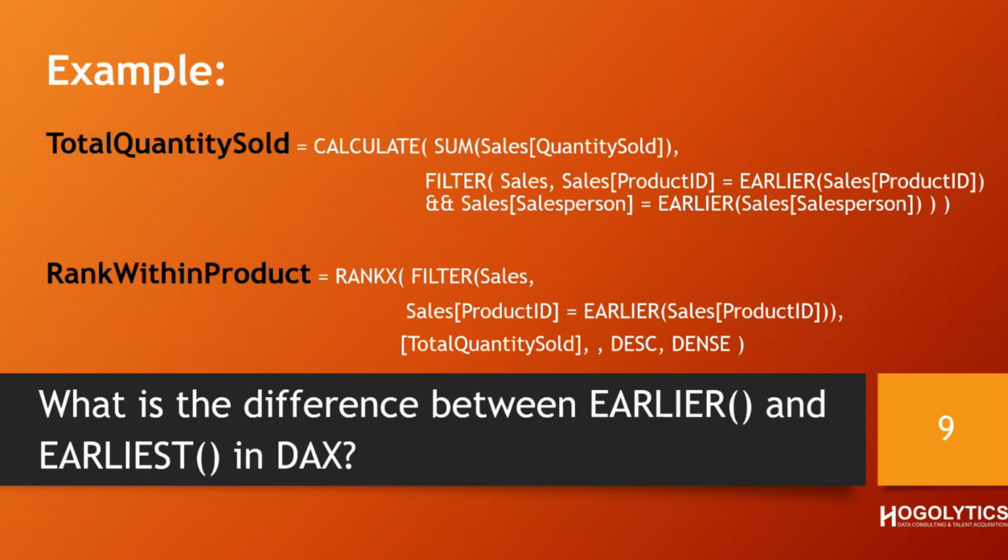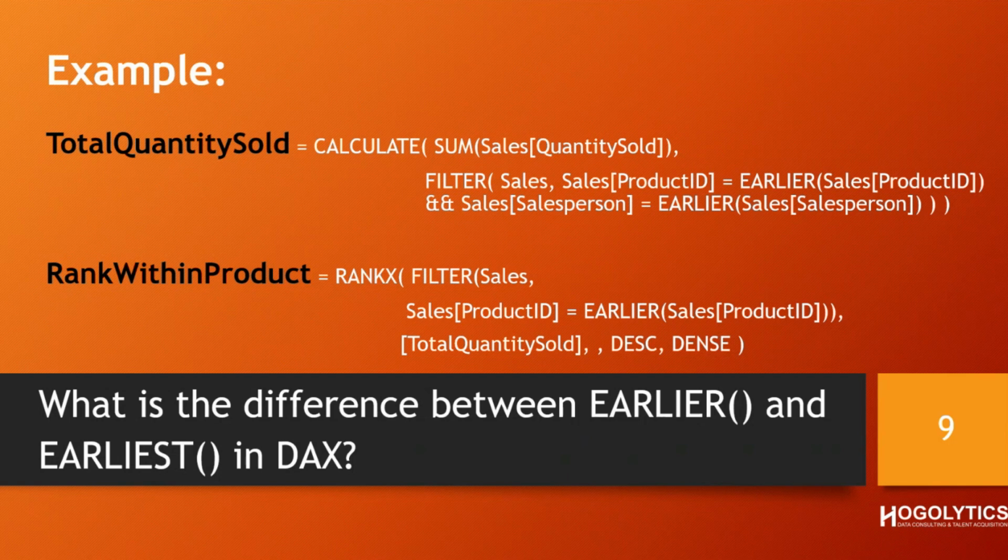This is an example of the EARLIER function. Imagine you have a table called sales with the following columns: product ID, salesperson, and quantity sold. You want to calculate the total quantity sold by each salesperson for each product and then rank the salesperson within each product based on this total.